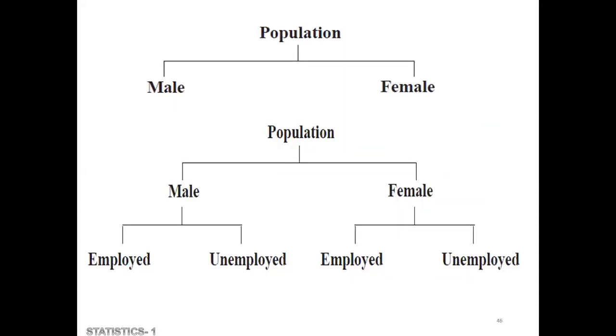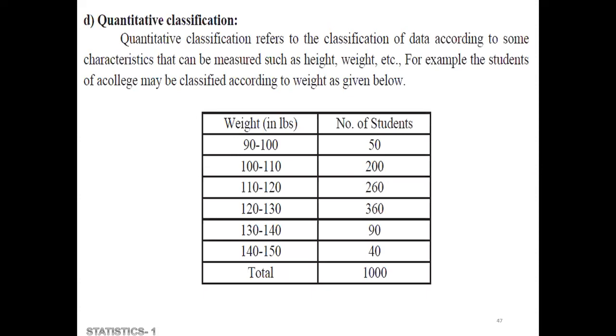So this is what we call qualitative classification. Here the population can be classified as male and female, and male and female can be further classified as employed or unemployed. Then quantitative classification: here we have classification based upon the number of students and the weights.